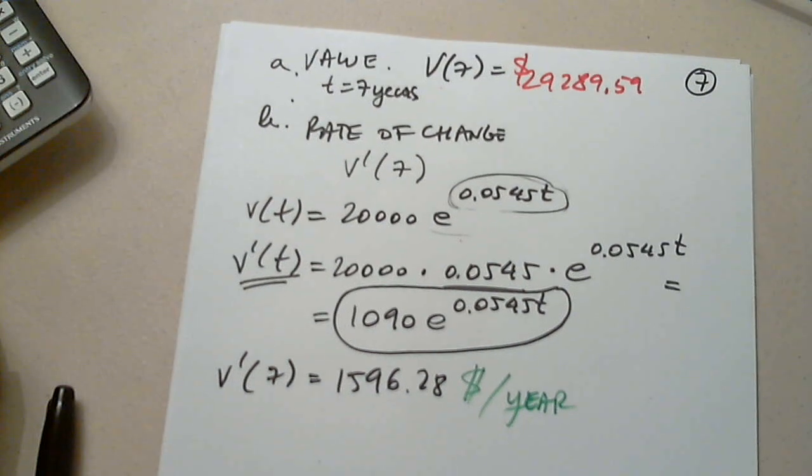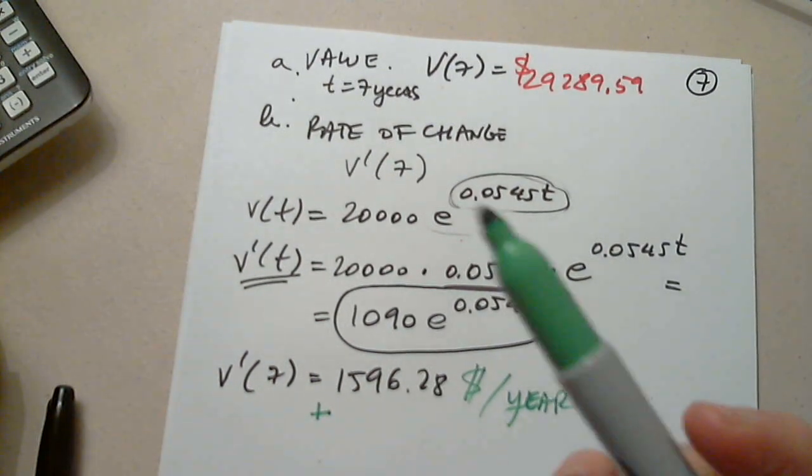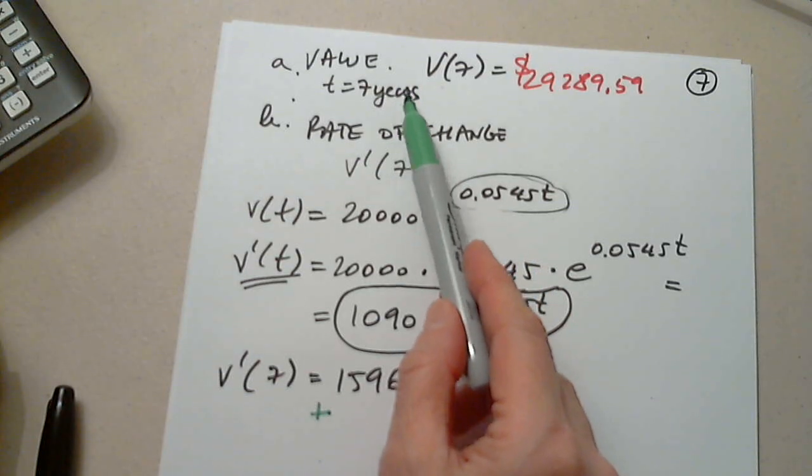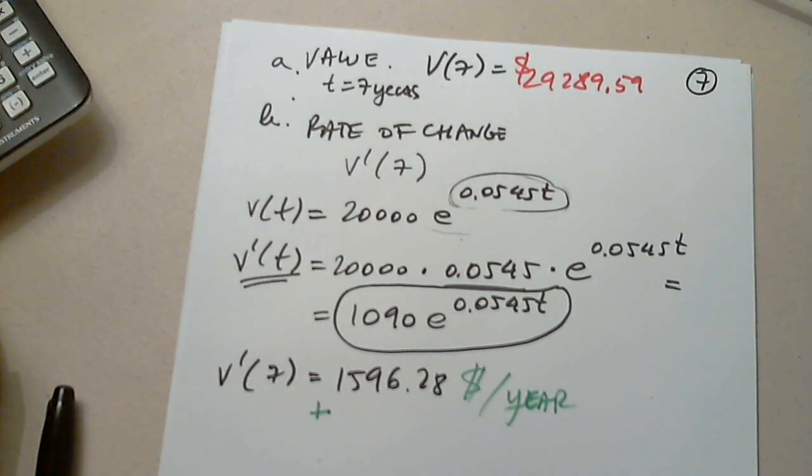Indeed, that is, and it's positive, which means at the end of the 7th year, the value in the account increased by 1,596.28 cents. Awesome.